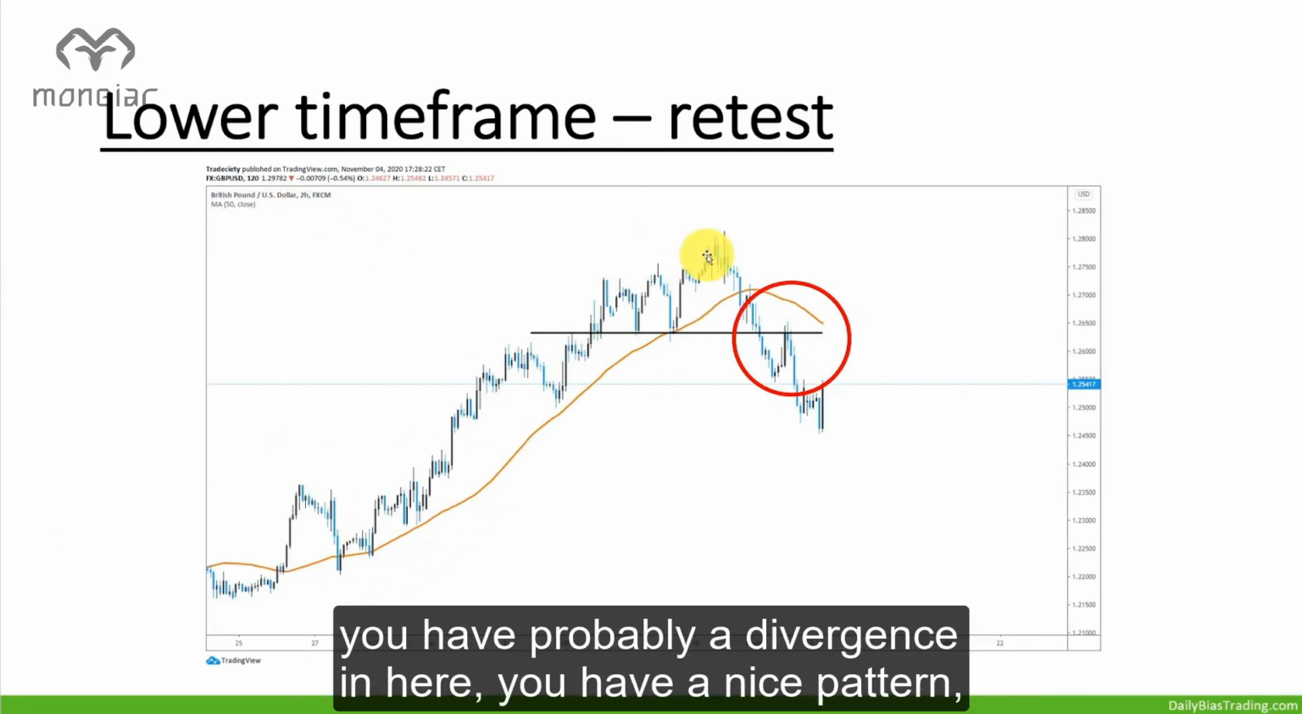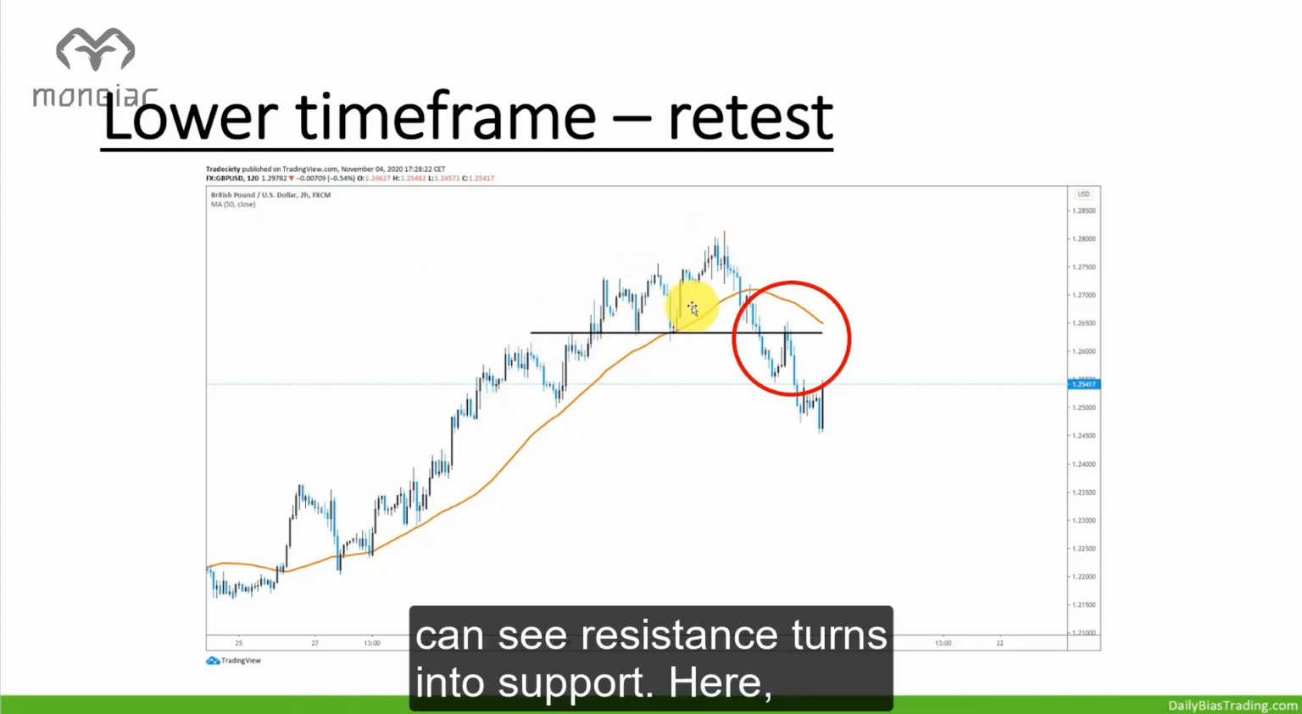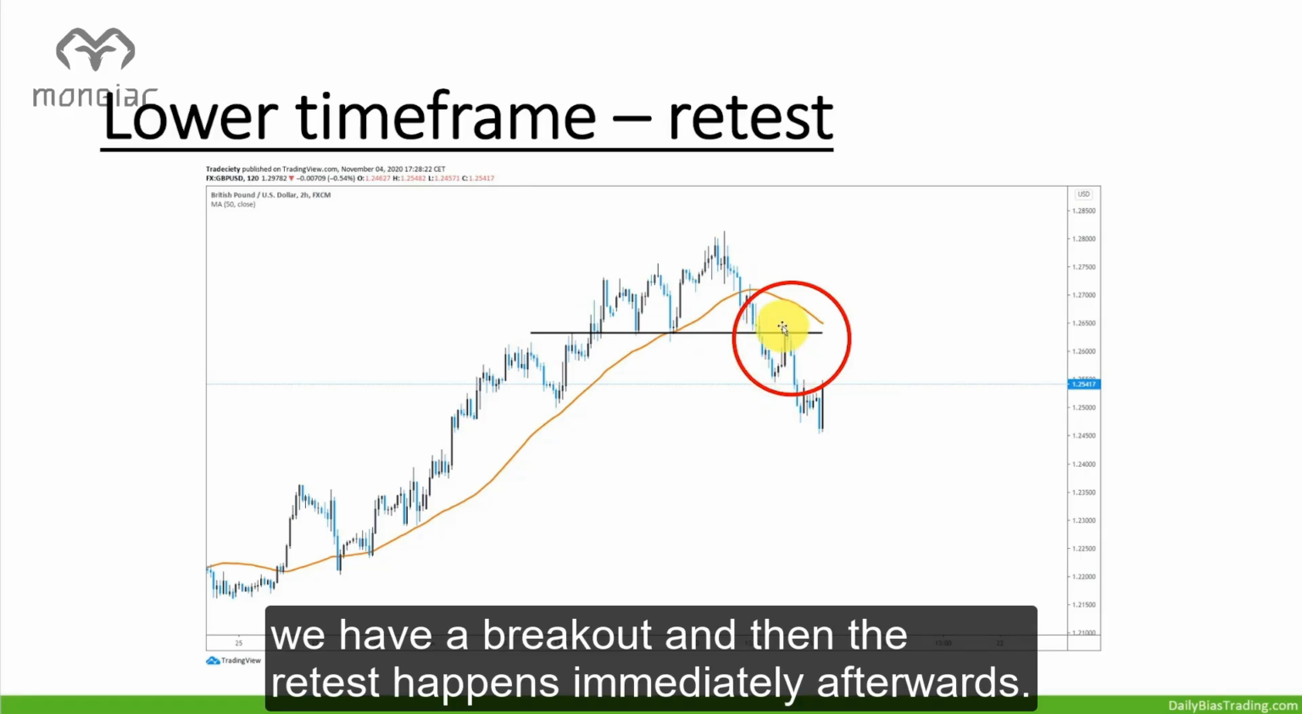This is the lower time frame. You have probably a divergence in here. You have a nice pattern. You can see resistance turns into support. Here we have a breakout, and then the retest happens immediately afterwards.